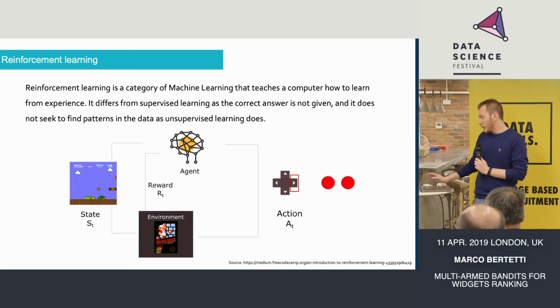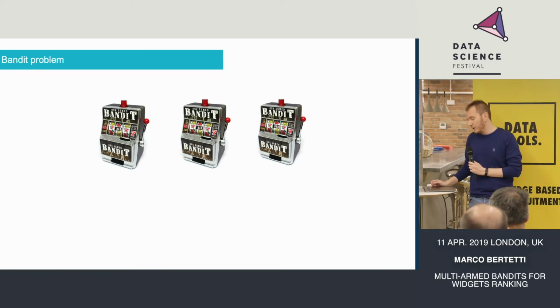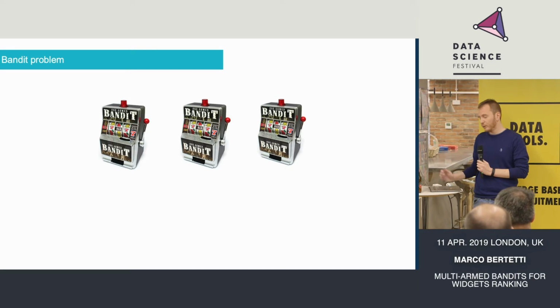Now that we quickly went through reinforcement learning, let's go a bit more into the context of the project. Let's start talking about the Bandit Problem. The Bandit Problem originated from the world of gambling. The very first intuition was, let's imagine you are in a casino and you have a lot of slot machines that you could play.